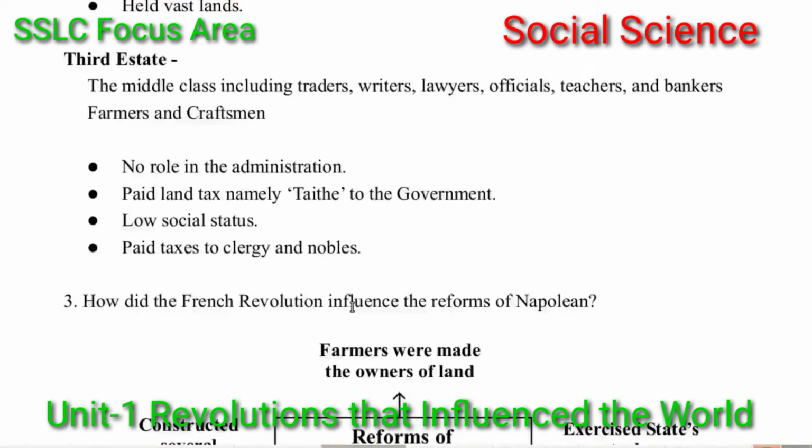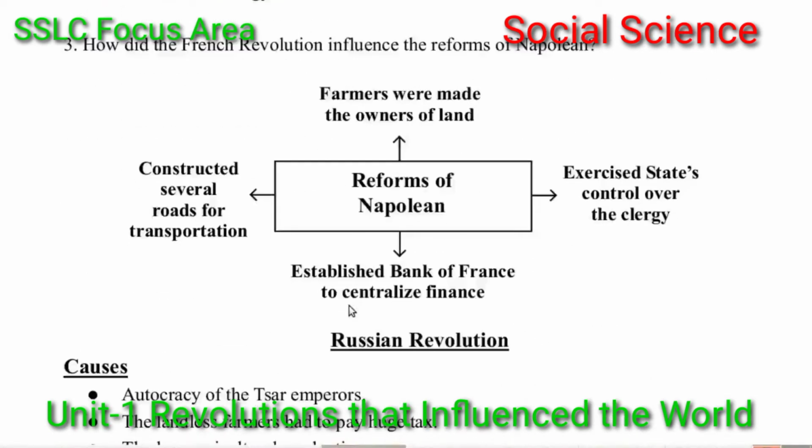And the third question: how did the French Revolution influence the reforms of Napoleon? We can frame the reforms of Napoleon like this. Farmers were made the owners of land, several roads were constructed for transportation, the Bank of France was established to centralize finance, and state control was exercised over the clergy. These are the reforms of Napoleon.